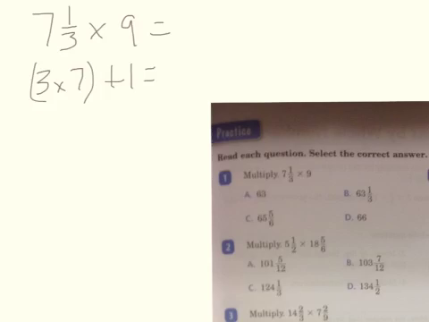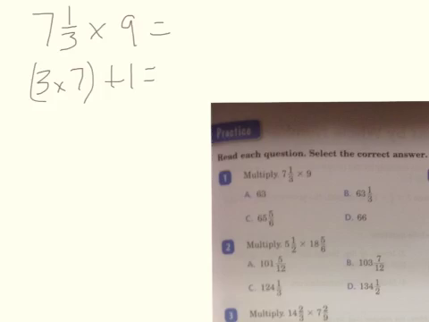Alright, so on lesson 15, with multiplying with mixed numbers, let's read our instructions. It says, read each question and select the correct answer. Number 1 says, let's multiply 7 1/3 times 9. So, I've already written it out for us.